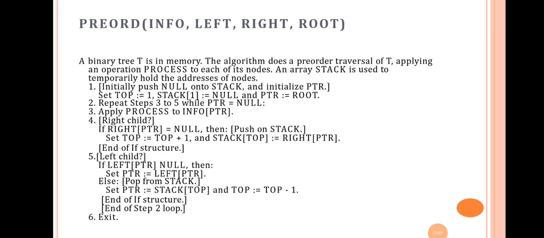So pre-order: info, left, right, and node. A binary tree T is in memory. The algorithm does a pre-order traversal of T, applying an operation process to each of its nodes. An array stack is used to temporarily hold the address of the nodes. Here is an algorithm for this process.